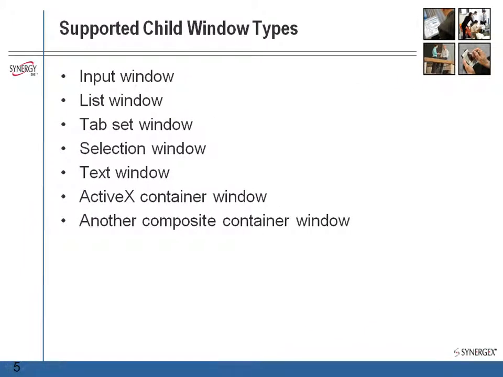Here we can see a list of the types of windows which can become children to a composite container window. As you can see, the Composite Window API supports adding input windows, lists, and tab sets as children. We also support adding the older selection and text windows, as well as ActiveX container windows. The API even supports embedding one composite container as a child inside another composite container window.